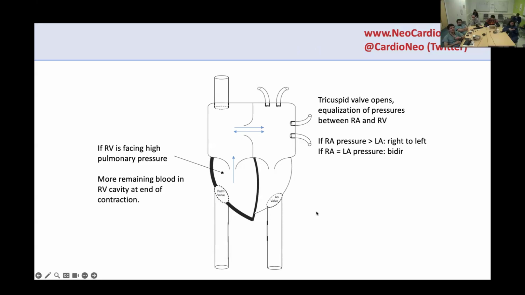Yeah, clear. So it happens mostly during systole, the shunting right to left, right? It could happen in systole and diastole. It could happen depending on the severity, right? Because in diastole, you open your valves, and if the end diastolic pressure is very high in the RV compartment, you might have a continuous right to left flow.